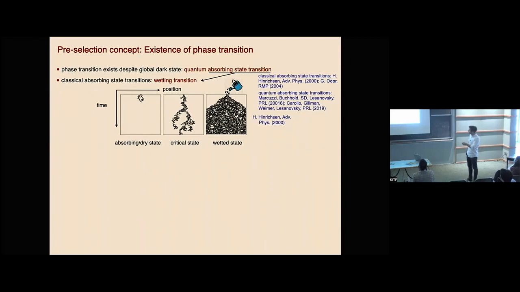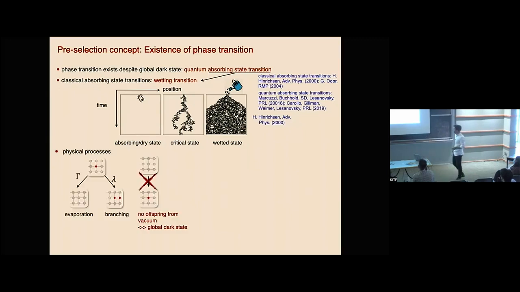So here we have a position, a one-dimensional system. Time is running down here, and when you just pour water into it, the water can evaporate or branch out, and depending on this ratio here, it will really dry out or lead to a wetted state. So this is the absorbing, this is the wetted state. The physical processes that you need for this problem here are of this type here.